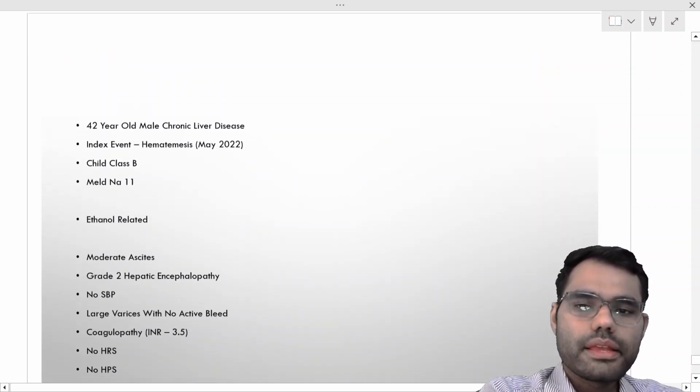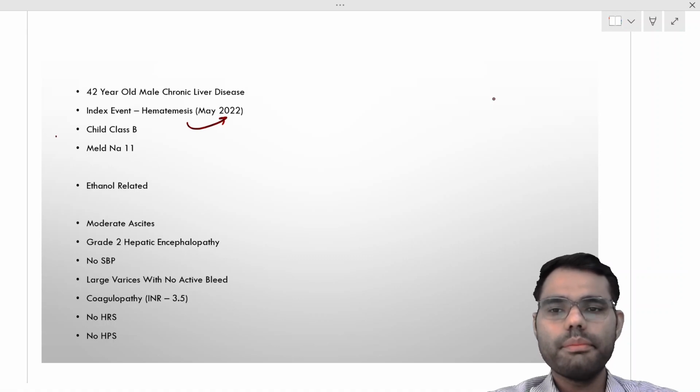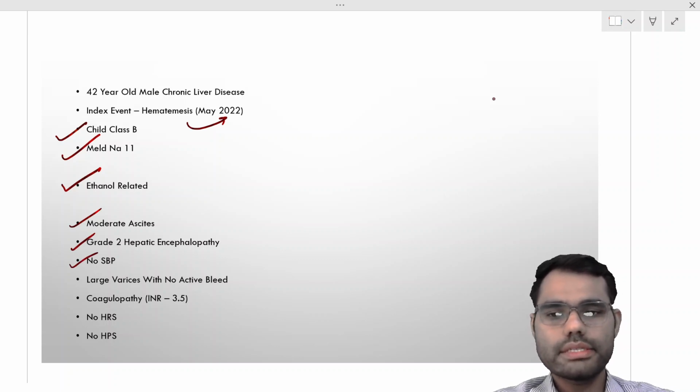Taking an example: a 42-year-old male, chronic liver disease, the index event was hematemesis, diagnosed in May 2022. The patient has Child class B, MELD-Na 11. Etiology is ethanol related, has moderate ascites, grade 2 hepatic encephalopathy, does not have spontaneous bacterial peritonitis, has large varices but no active bleed. Coagulopathy is there, INR is 3.5, there is no hepatorenal syndrome, there is no hepatopulmonary syndrome.